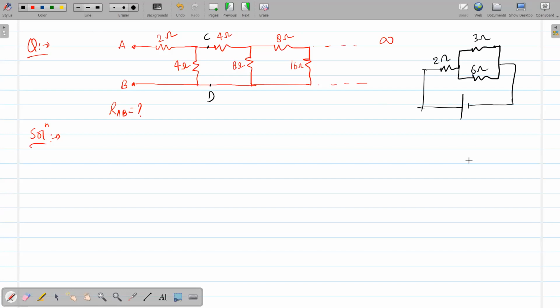So can you tell me the equivalent resistance for this circuit? Can you tell me quickly? Tell me fast. Yes, this is a very simple circuit. So what will be the equivalent resistance in this case? 4 ohm, yes, absolutely. It's not 5 by 2. Absolutely 4 ohm.